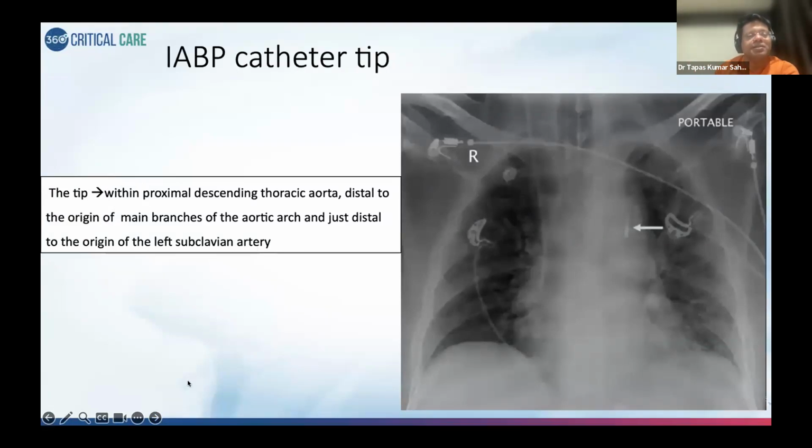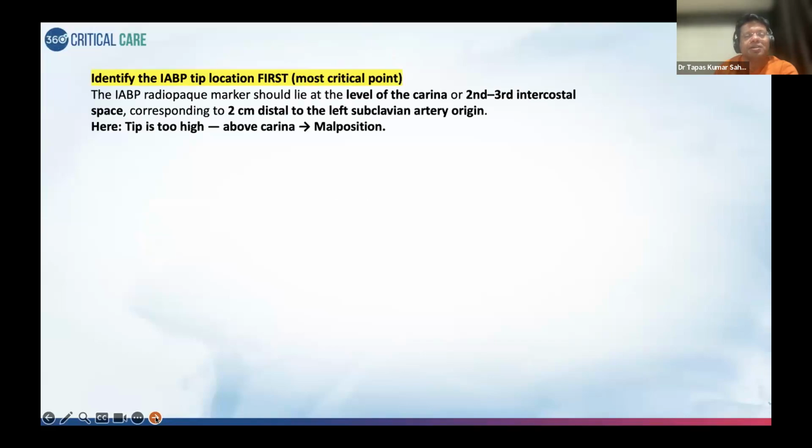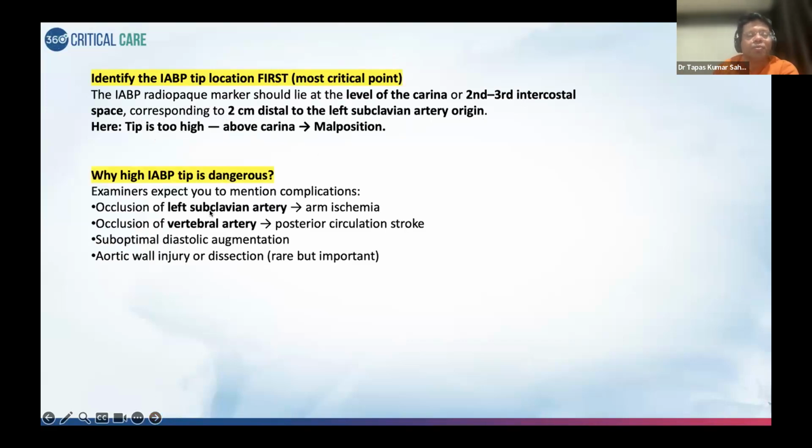Now here the tip is too high, and these are very important points, but from the X-ray point of view, the IABP radio-opaque marker should lie at the level of the carina or the second or third intercostal space, corresponding to 2 centimeters distal to the left subclavian artery origin. Here the tip is above the carina, so it is a malposition. Clear?